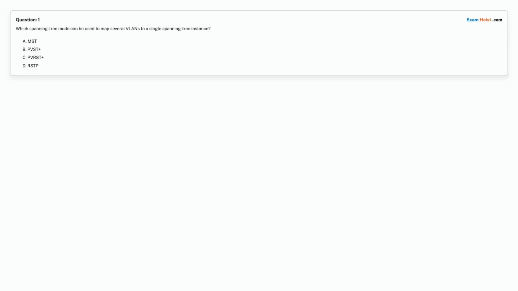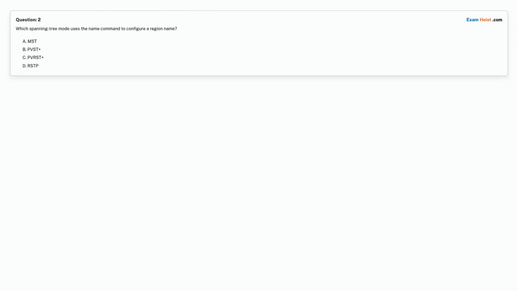Question 1. Which spanning tree mode can be used to map several VLANs to a single spanning tree instance? Option A. MST. Option B. PVST+. Option C. PVRST+. Option D. RSTP. Choose the correct answer. Correct answer is option A, MST.